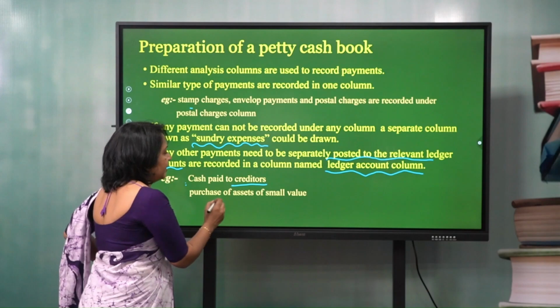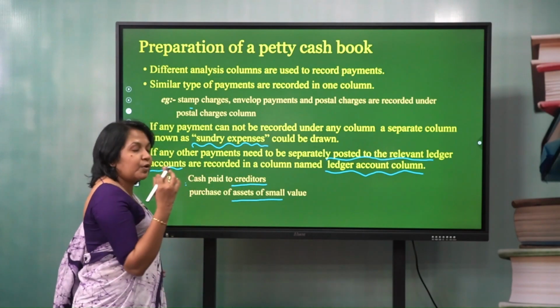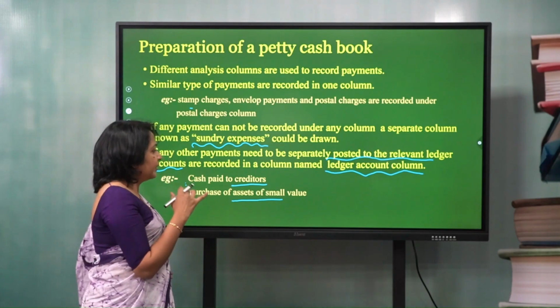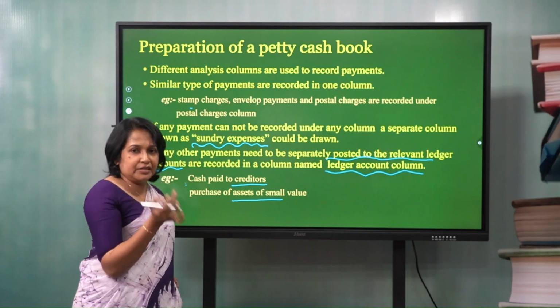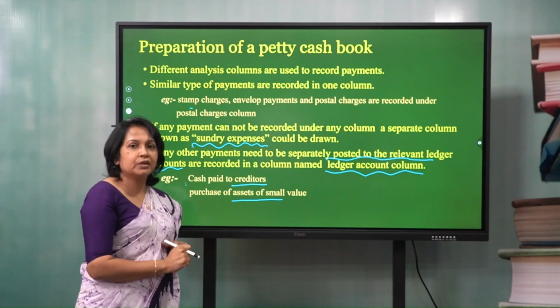And purchase of assets of small value. If you are purchasing some furniture or small value assets, at that time we can't record that under other analysis columns. So that also we have to record under the ledger account column.